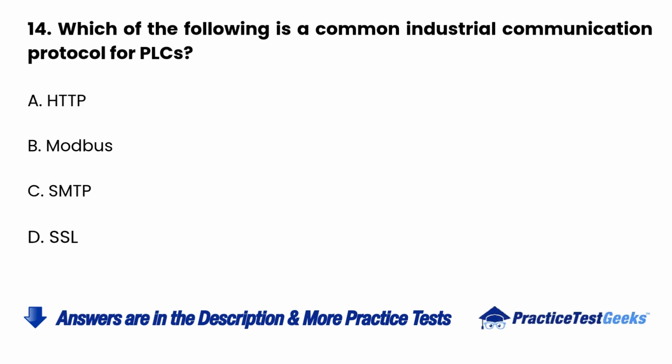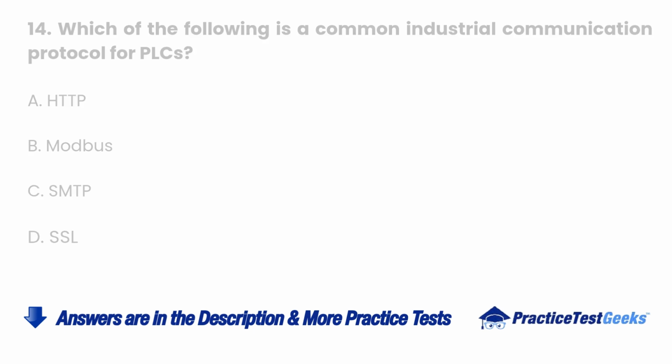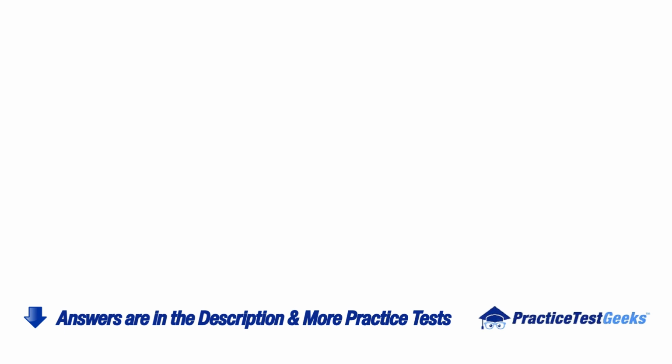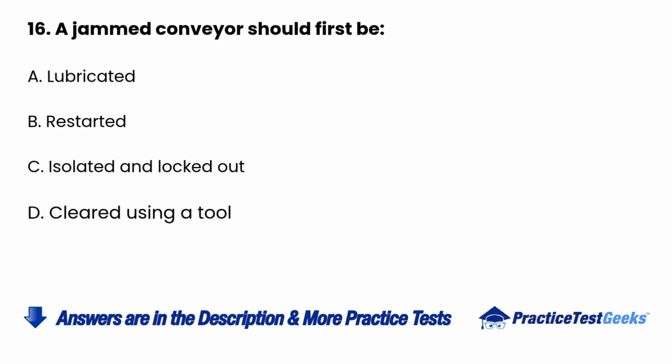14. Which of the following is a common industrial communication protocol for PLCs? A. HTTP. B. Modbus. C. SMTP. D. SSL. 15. When troubleshooting a PLC, a flashing input LED usually indicates A. Power failure. B. Faulty CPU. C. Input is pulsing or intermittent. D. Output overload.